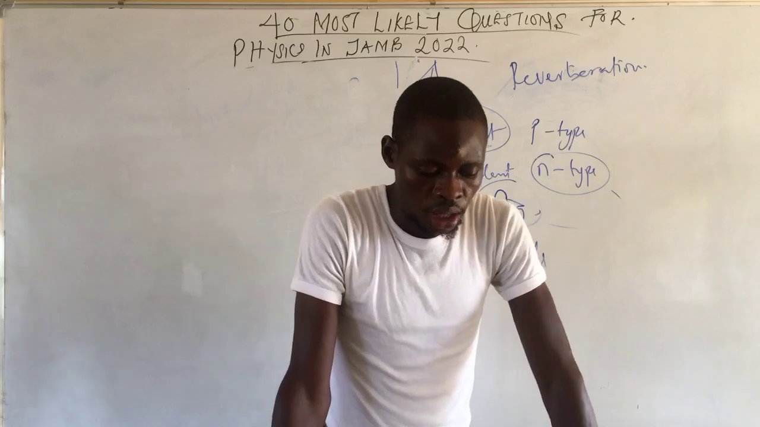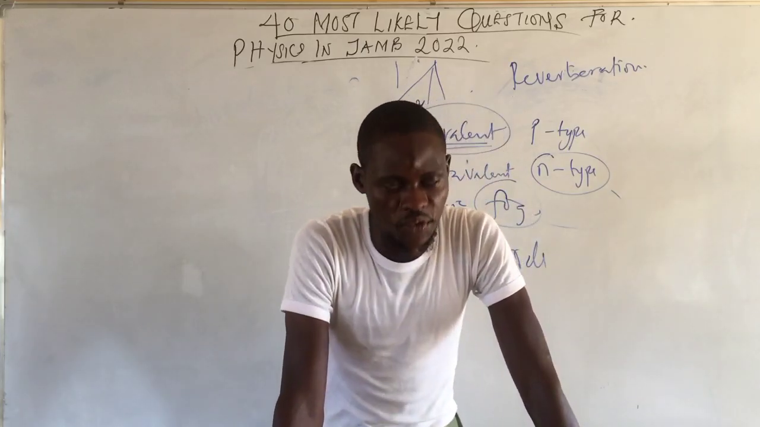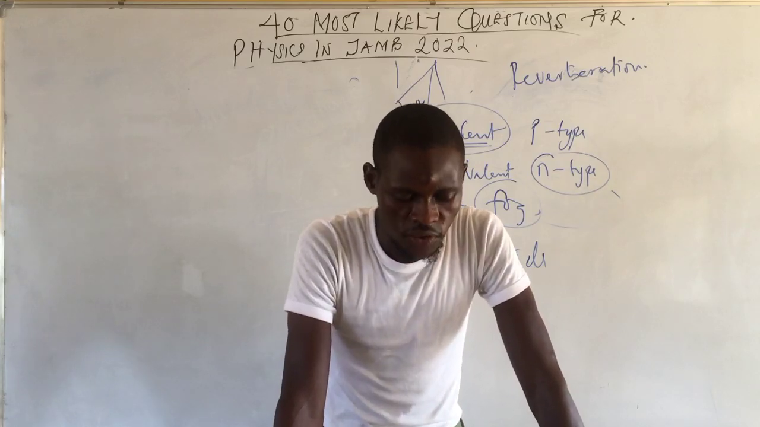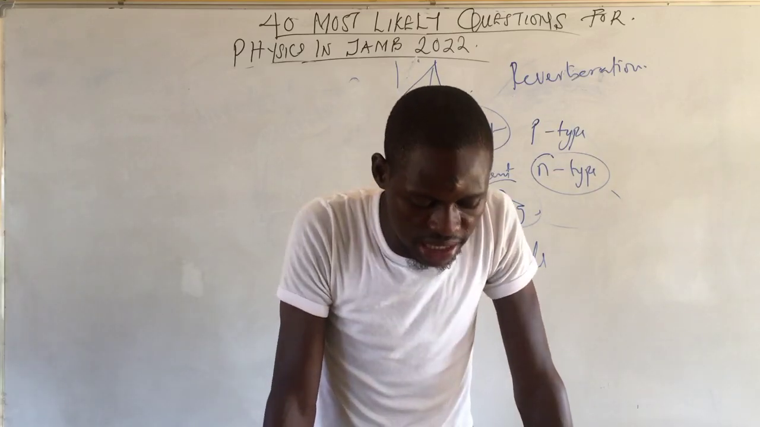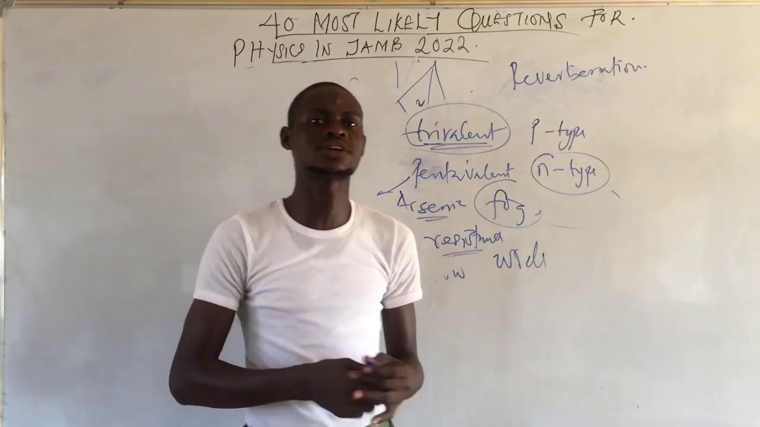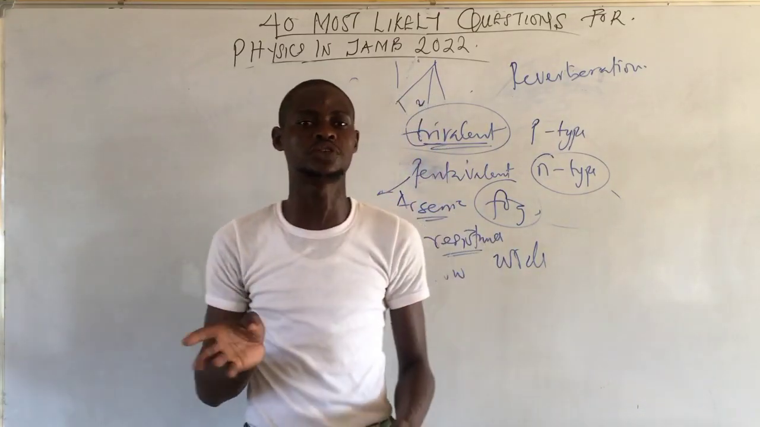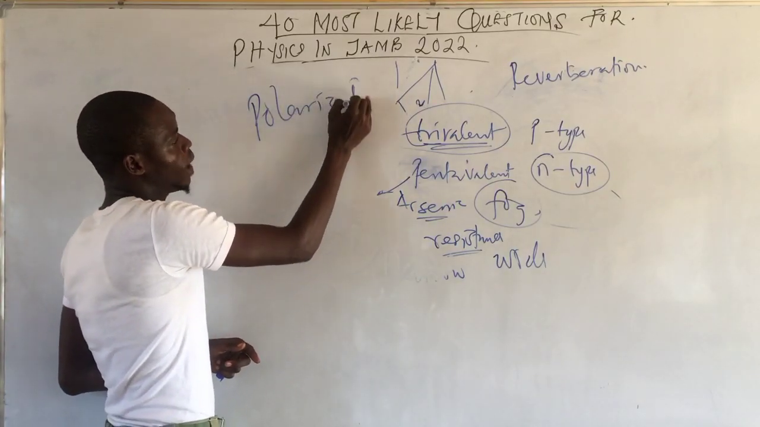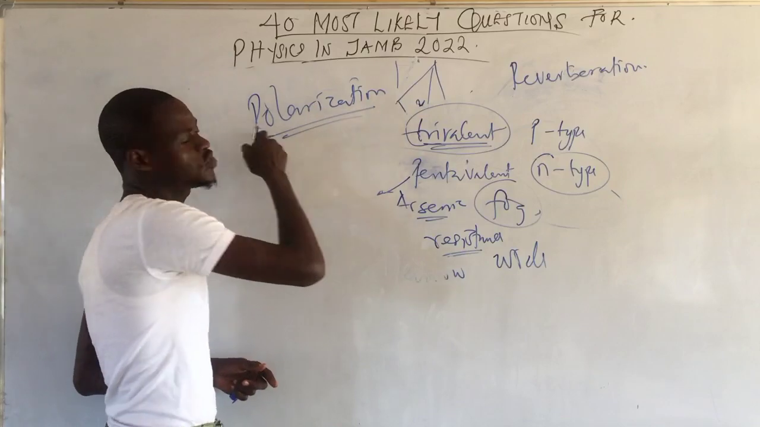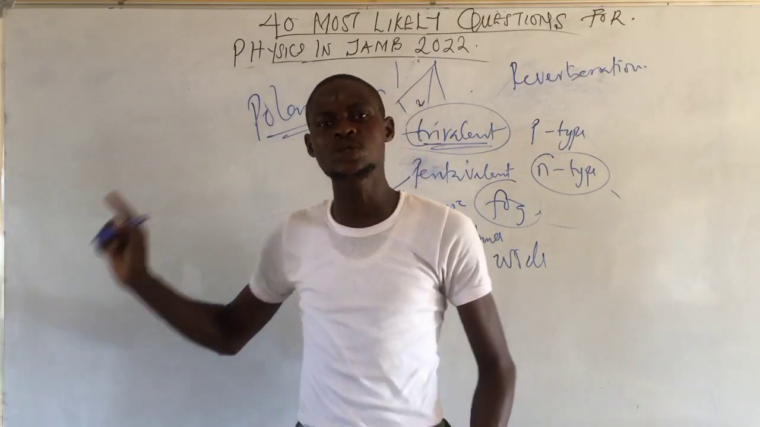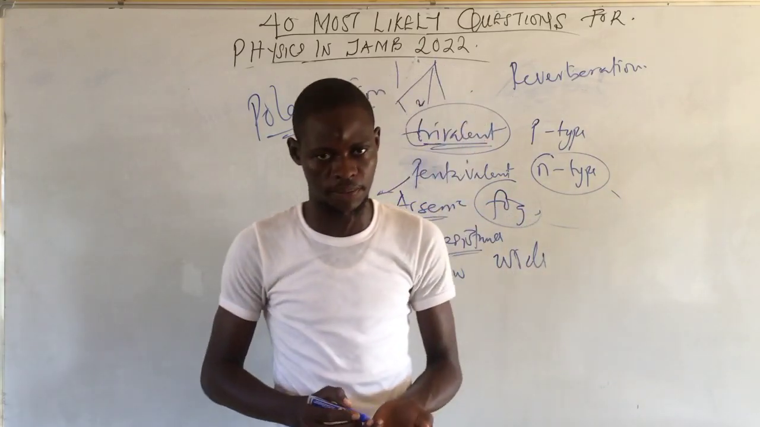Now, the next one is under wave. What's the question? It said transverse wave can be distinguished from longitudinal wave using the characteristic of what? How can I distinguish between transverse and longitudinal? There is only one characteristic that distinguishes between both of them, which is polarization. Why? Because all transverse waves can be polarized, but longitudinal waves cannot be polarized. So we can use polarization to distinguish between the both of them.